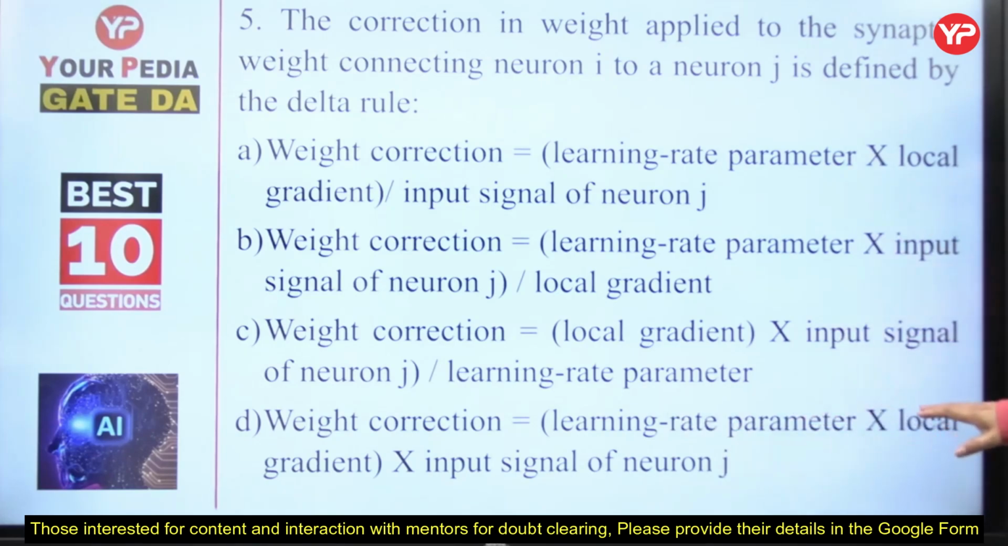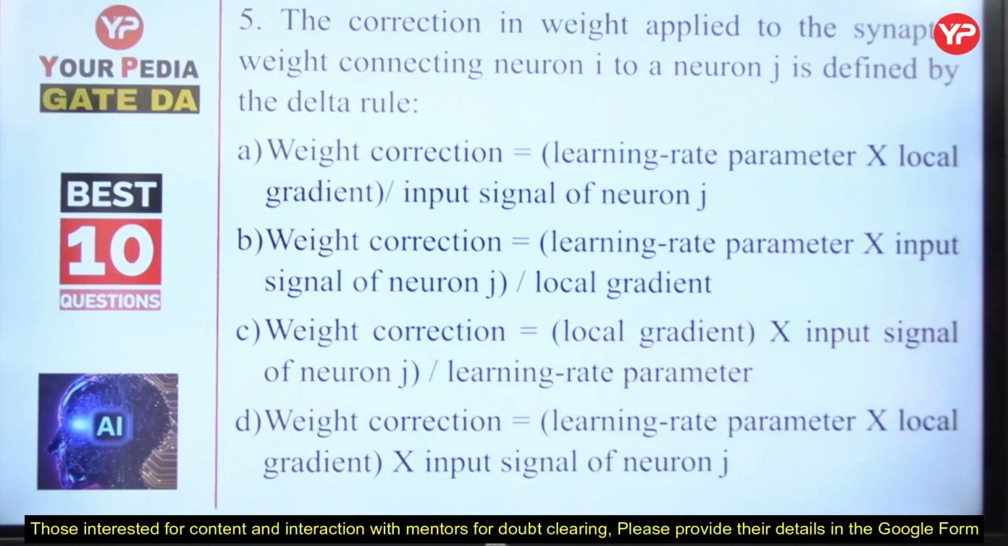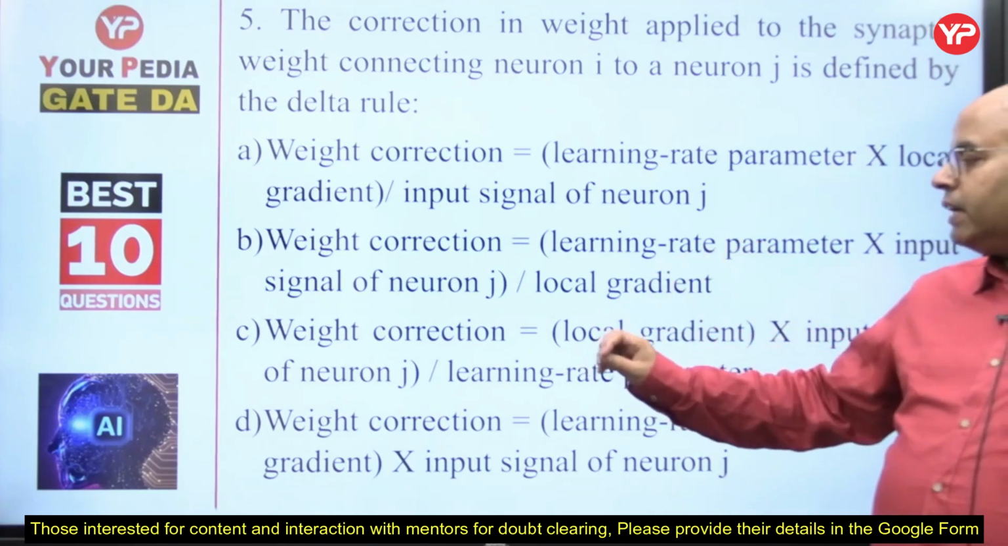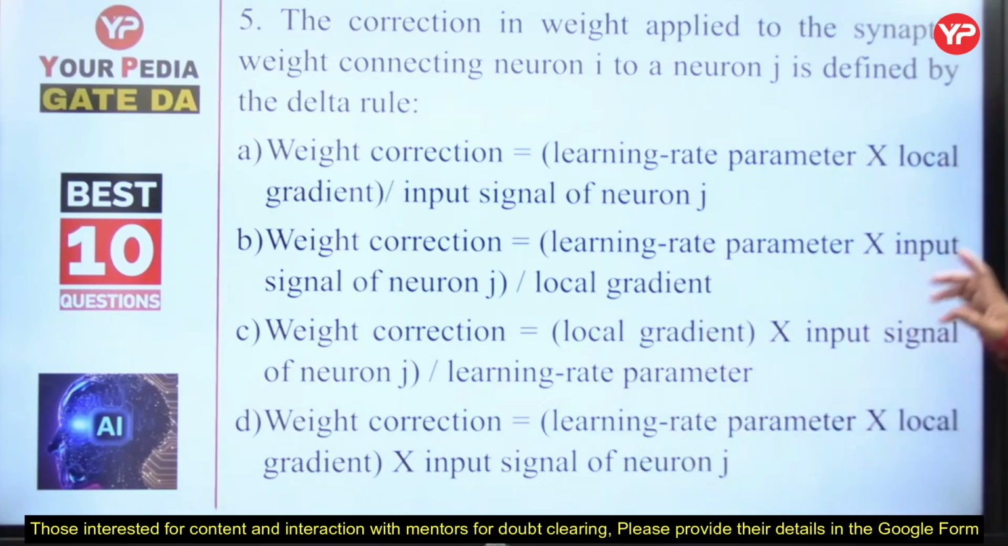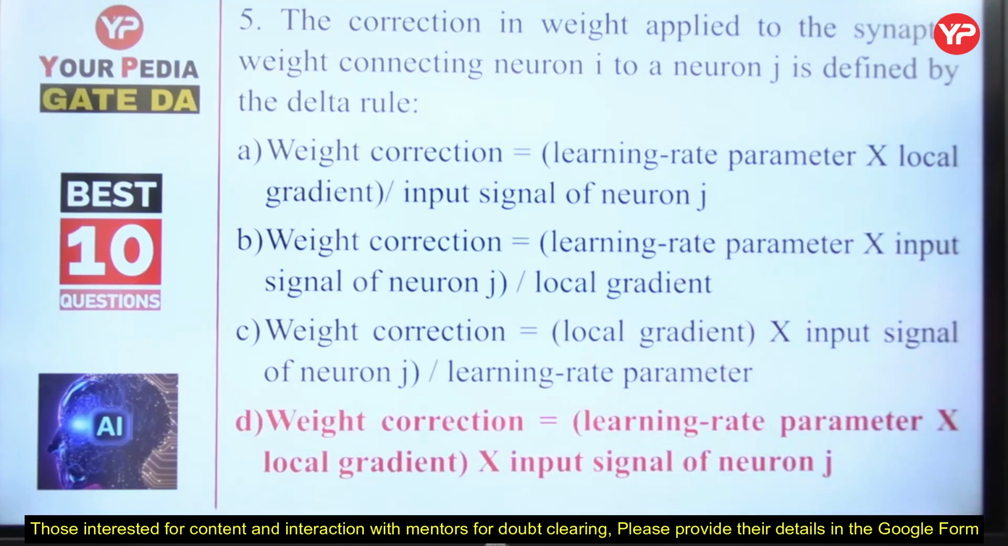Learning rate parameter is multiplied, that eta, it comes in front of it, into then local gradient also is multiplied. For weight correction, more local gradient means more weight correction required, and into input signal of the neuron. This has to be multiplied. So this is the answer. Weight correction equals learning rate parameter into local gradient into input signal of neuron J.